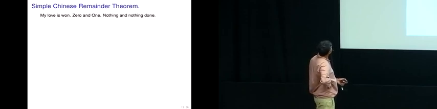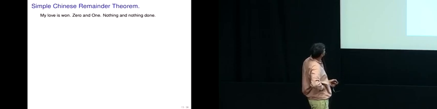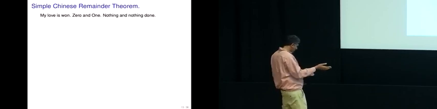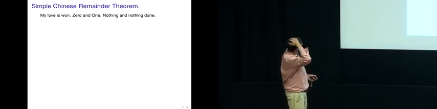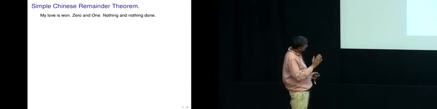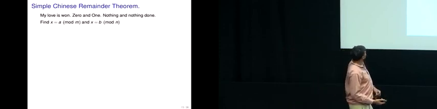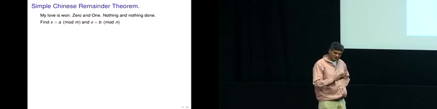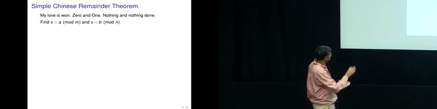Okay. So there's a poem there. My love is 1, 0 and 1, nothing and nothing done. So what does that mean? It means I like something. I like 0 and 1. 0 and 1 are nice, because 0 is nothing, and when you multiply by 1, nothing happens. That's the deep analysis of the text. It's a big deal, 0 and 1. They really are big deals, partially for what I said.